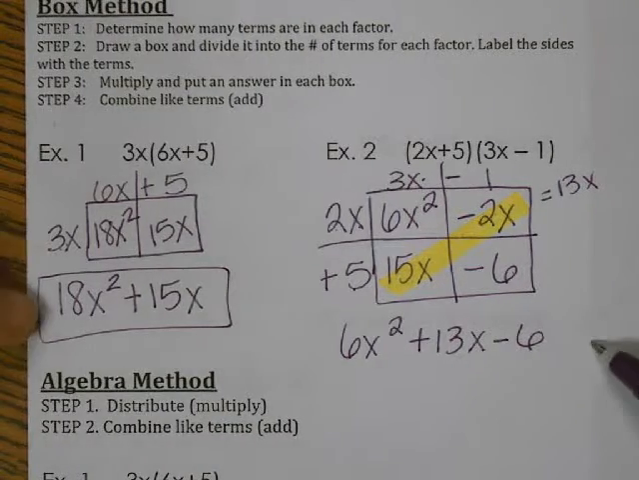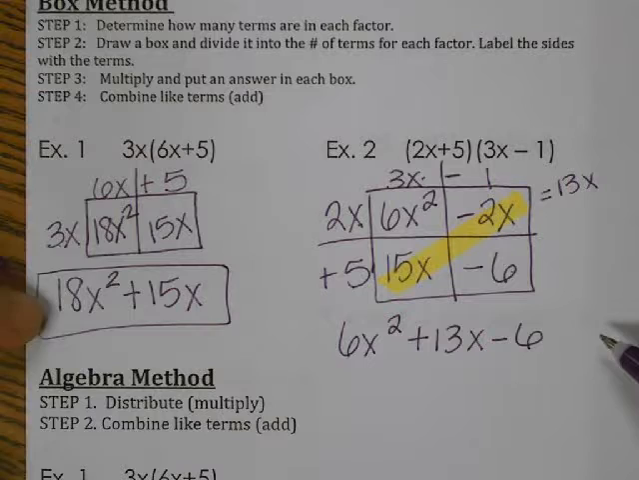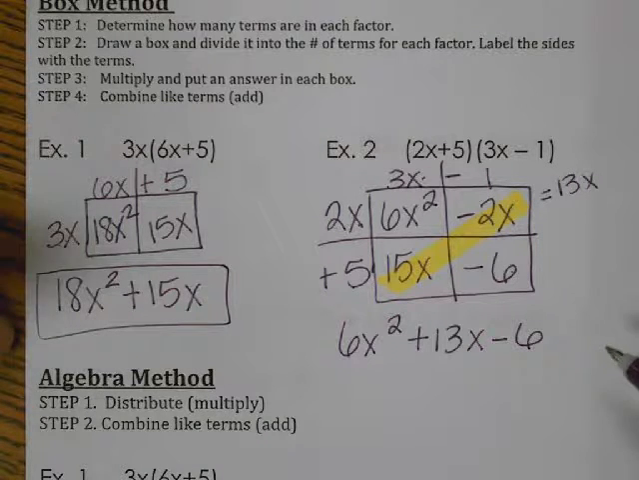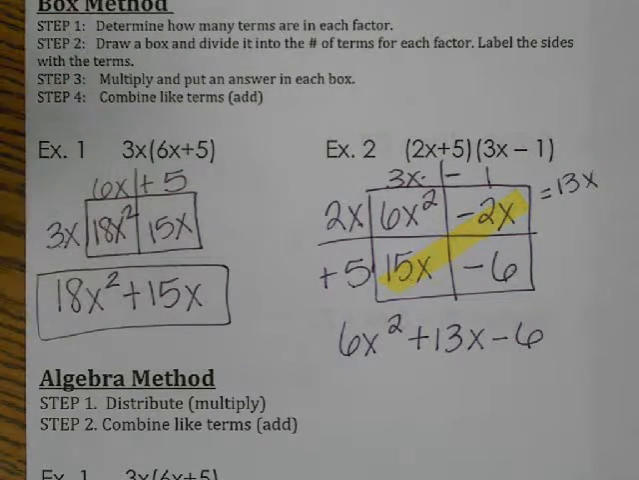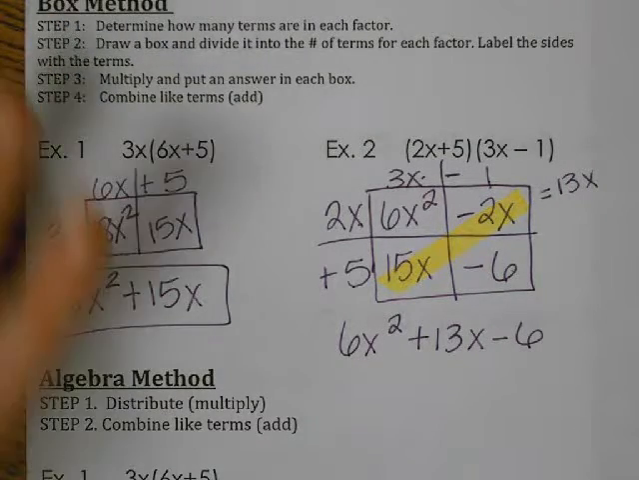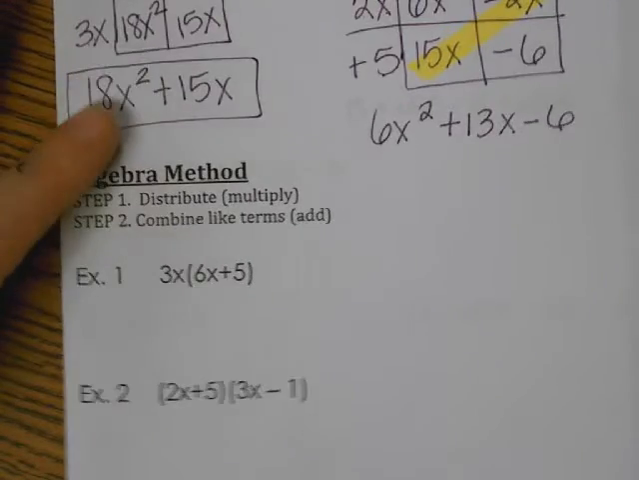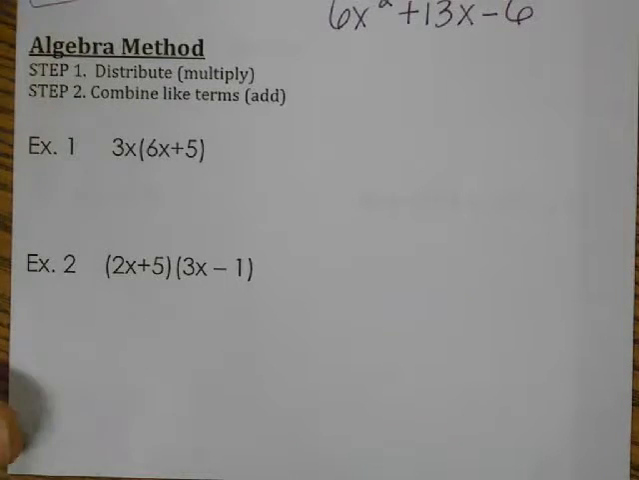Alright, so these two examples are showing you using the box method. This is not the only method for multiplying. In fact, it can get a little confusing if there's more than two terms. Okay? It still works if there's more than two terms, but it gets really confusing. So I want to talk about what we could do here for the algebra method.